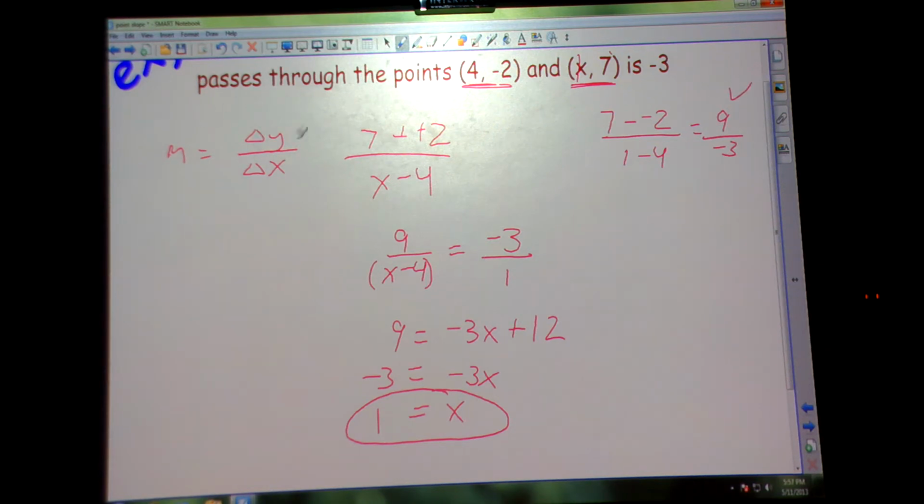It's very simple. You've done these when you were little. Just remember, y's go on top. We're way too big to be making the mistake of putting x's on top.